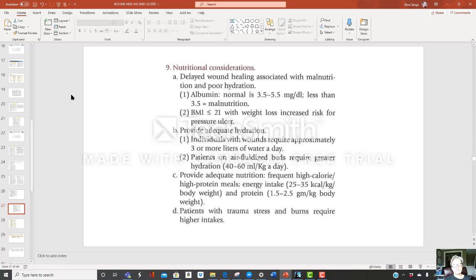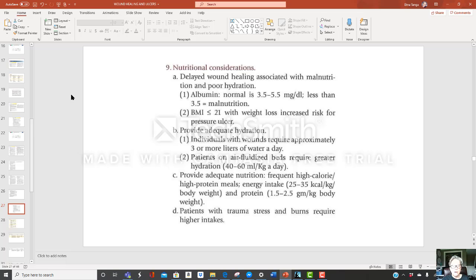Nutritional considerations. Delayed wound healing is associated with malnutrition and poor hydration. Albumin: normal is 3.5 to 5.5. Less than 3.5 is malnutrition. BMI less than 21 with weight loss increases risk for pressure ulcer. Provide adequate hydration. Individuals with wounds require approximately 3 or more liters of water a day. Patients on air fluidized beds require greater hydration.